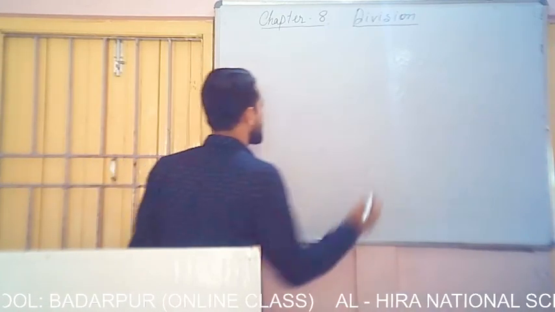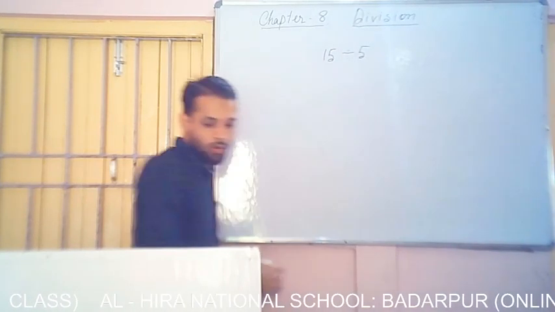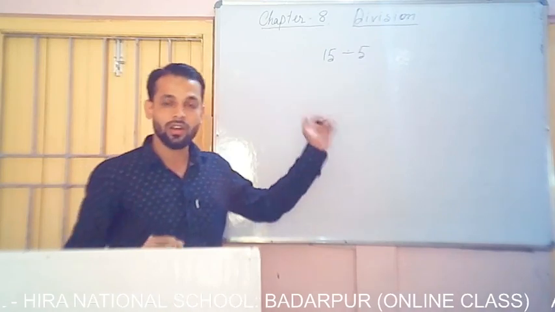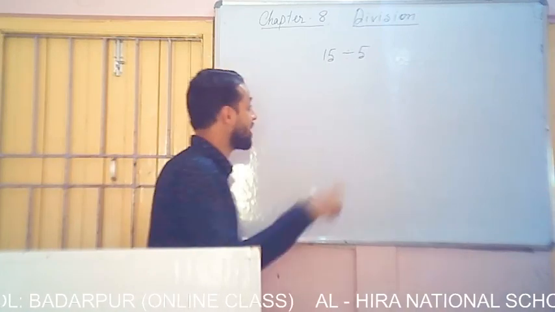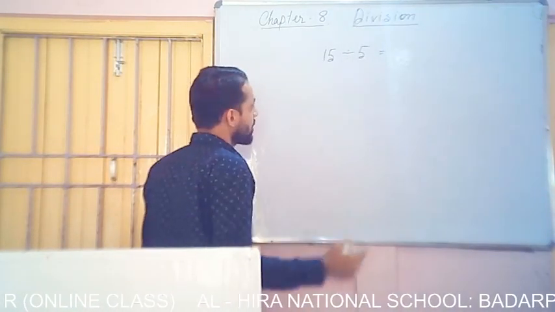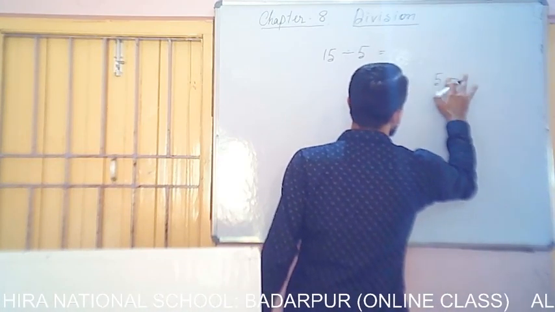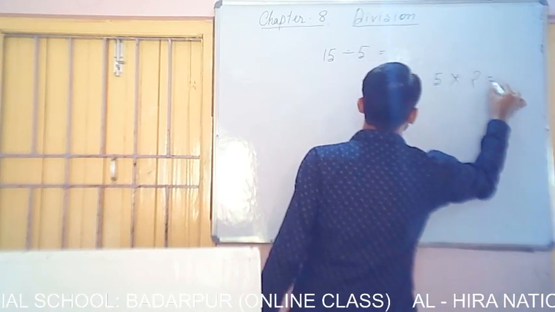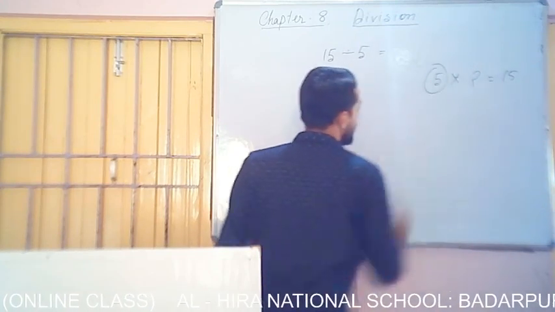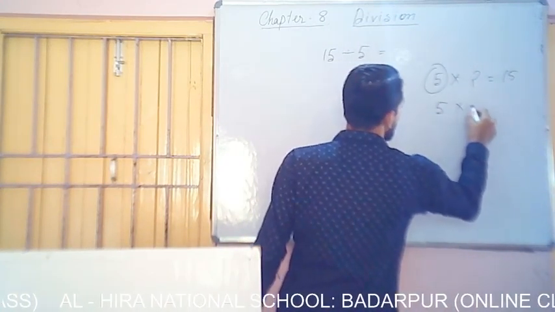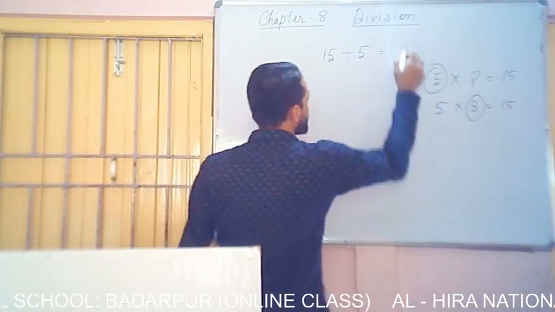First of all, suppose there is a question, 15 divided by 5. What I am writing on the board, you are not to write. Simply you have to understand. So easily we can do this one. We have to go through the multiplication table of 5. 5 multiplied by what equals 15? 5 multiplied by 3 equals 15. The number we have got is 3, so you have to write 3.